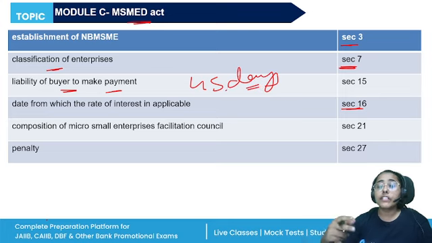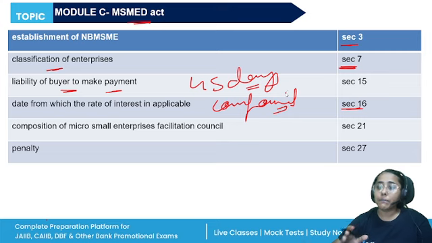Then the date from which the interest rate will be applicable. If the payment is not made within the time period agreed between the buyer and the supplier, then the buyer will be liable to pay compound interest. This compound interest will be at monthly rests and it will be three times the bank rate as notified by RBI.